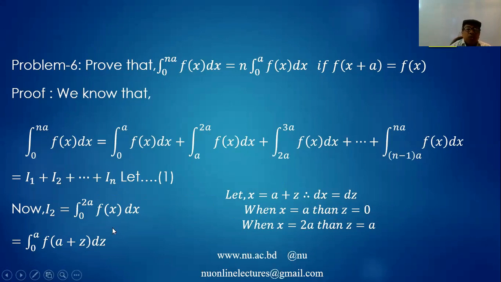It is equal to the integration from 0 to 2a of f of x dx, so from 0 to a it is f of a plus z dz. Here we are taking x equal to a plus z. Okay, so when x equals a, then z is equal to 0. Again, when x equals 2a, then z is equal to a.